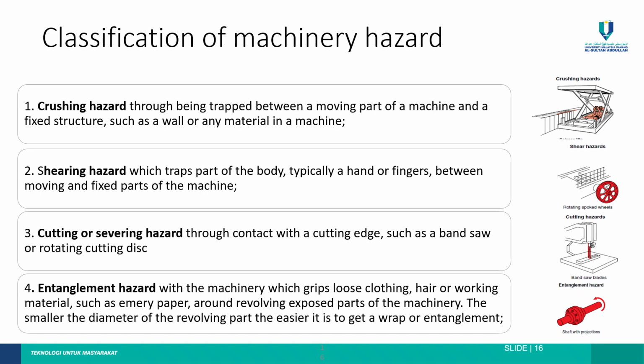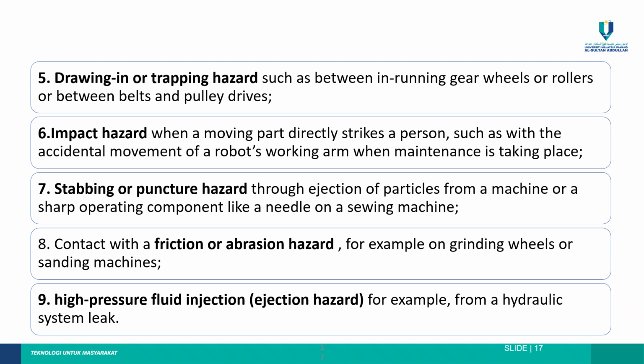Entanglement hazard usually revolves around rotating equipment. So when you are using rotating equipment, always remember that you should not wear any loose clothing. The clothing should be close to your body. If you need to use gloves, make sure they are fitted to your hand so that they don't dangle and catch in any rotating equipment. Drawing in or trapping hazard is between running gears, wheels or rollers, or between belts and pulley drivers.